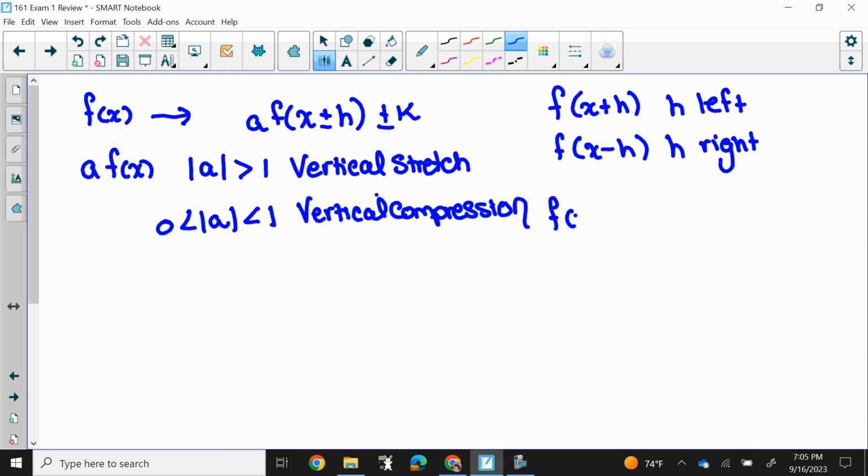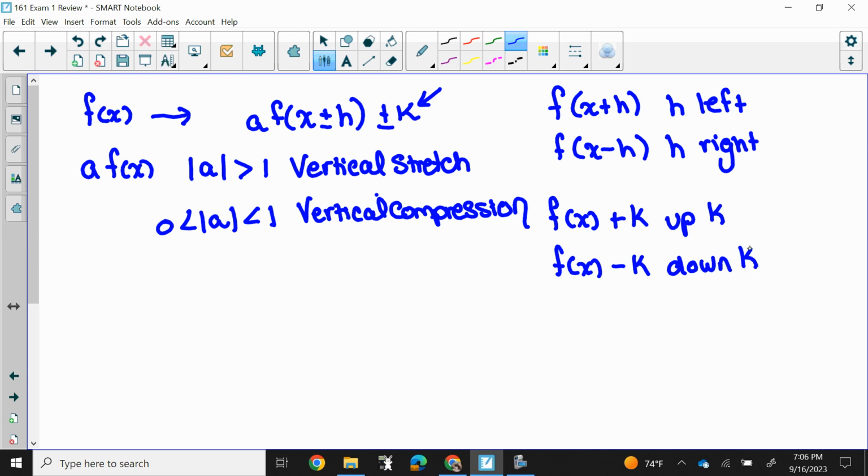Then if the numbers are on the outside of the parentheses, they are not grouping symbols. If you're talking about an absolute value function, I'll give you an idea of what I'm talking about. I'll give you two examples of what happens, okay? So f of x plus k means it's going up k units. And then f of x minus k means it's going down k units.